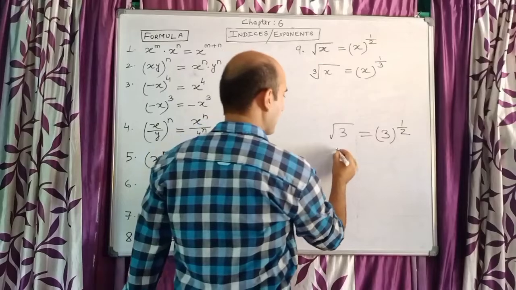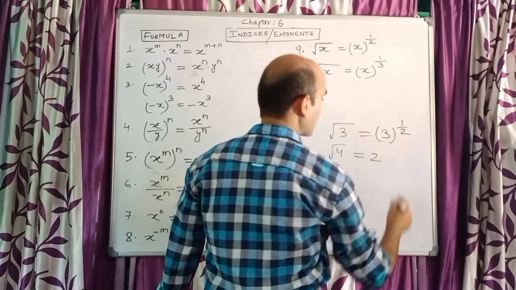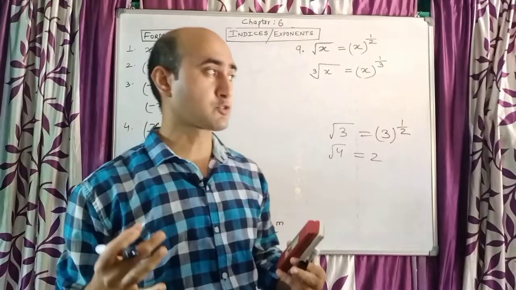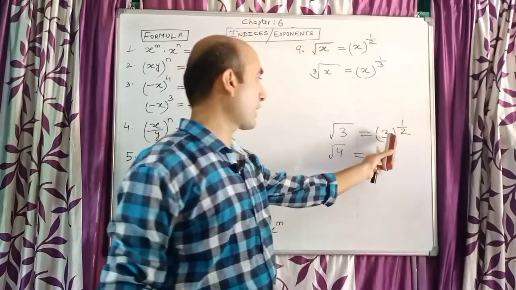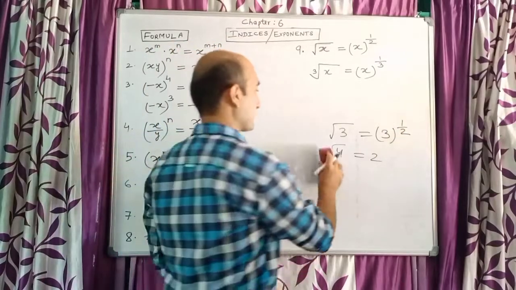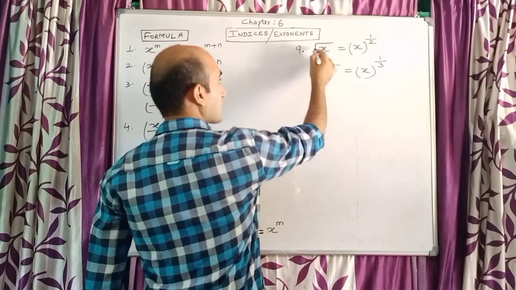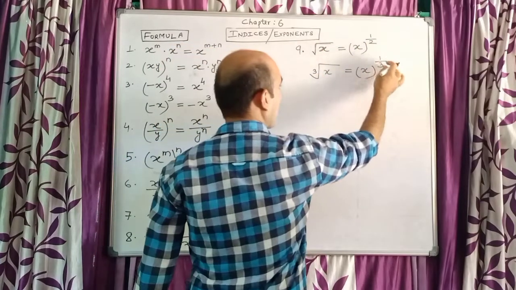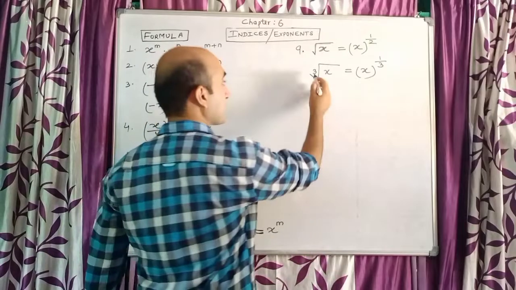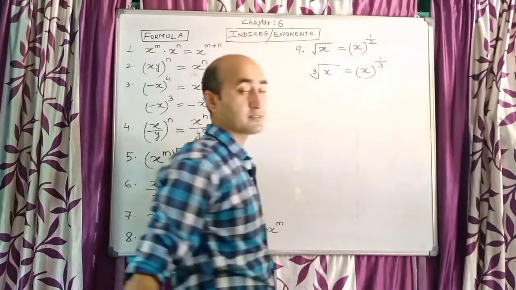But if you have root 4, then don't apply this formula. Root 4 is actually 2. So for known values, you write the value, but for the unknown one, you can do this way. Next, this is cube root. This was square root, so you did 1 by 2. But for cube root, you need to write 1 by 3. That means when there is 3 here, it is cube root. So write x to the power 1 by 3.